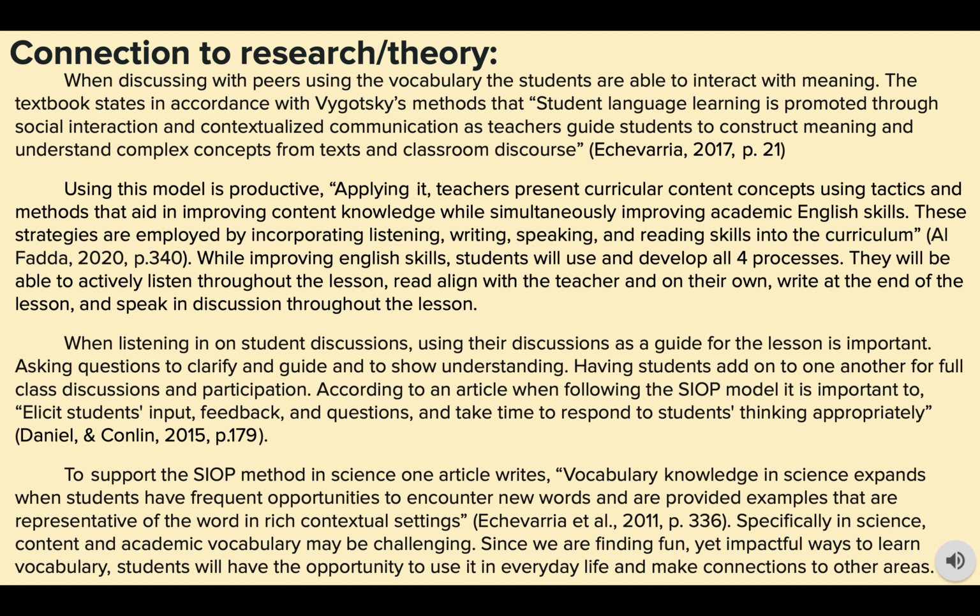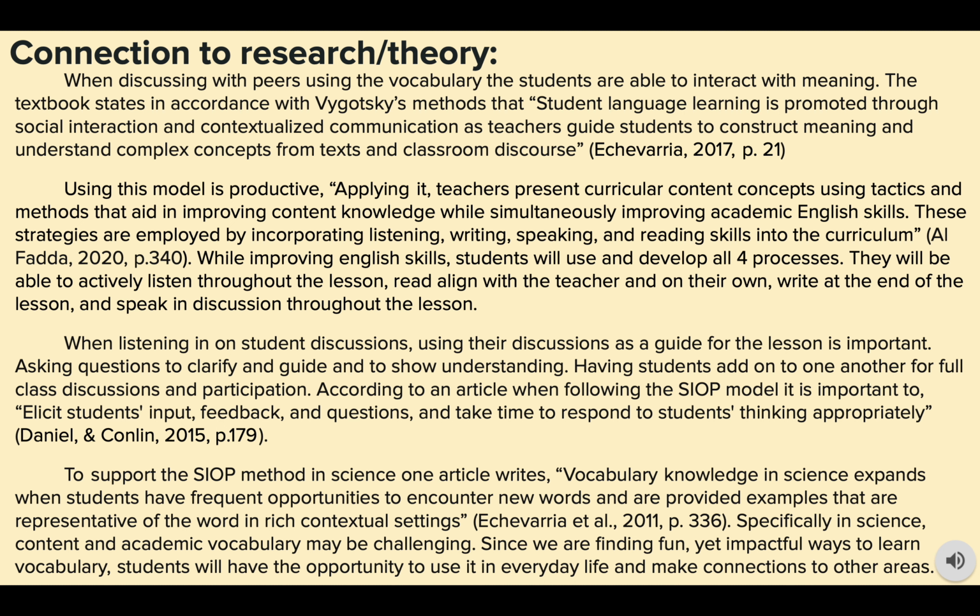Some more connections to research and theory that we have found in our readings. One supports Vygotsky's methods that using vocabulary, students are able to interact with meaning. For example, students' language learning is promoted through social interaction, and teachers can guide students to construct meaning and understand complex concepts. When using this model, teachers can apply it by using methods to aid improving content knowledge while simultaneously improving academic English skills.